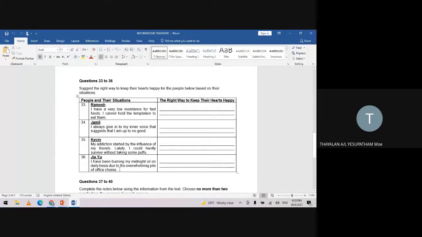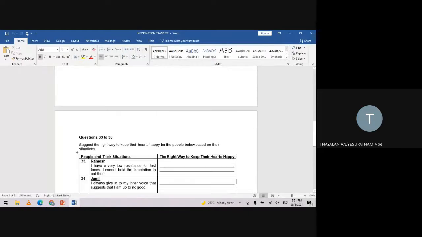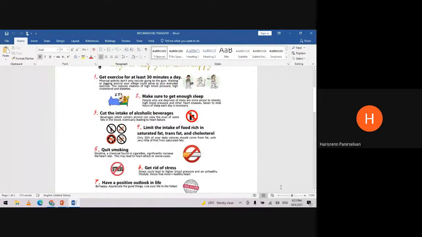I have been burning my midnight oil on daily basis due to overwhelming pile of office chores. But did he say anything about being stressed? No. What do you think is the answer? Make sure to get enough sleep. Number 2, sir. Number 2, make sure to get enough sleep. So you know now that it is not as easy as it may seem.